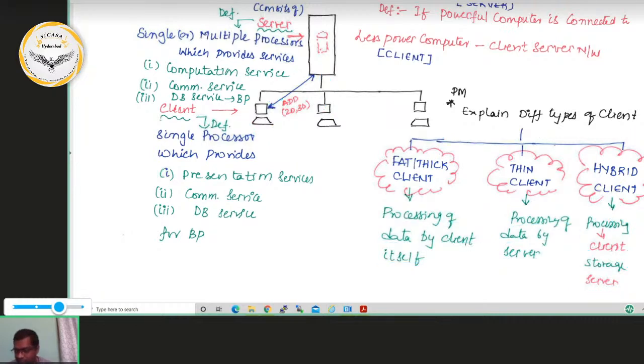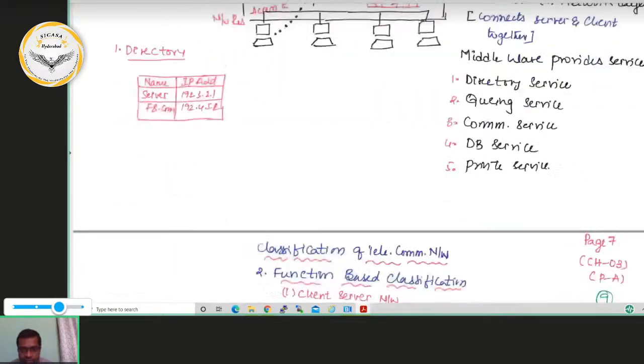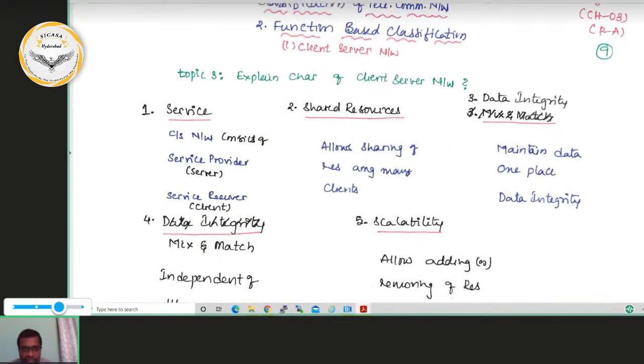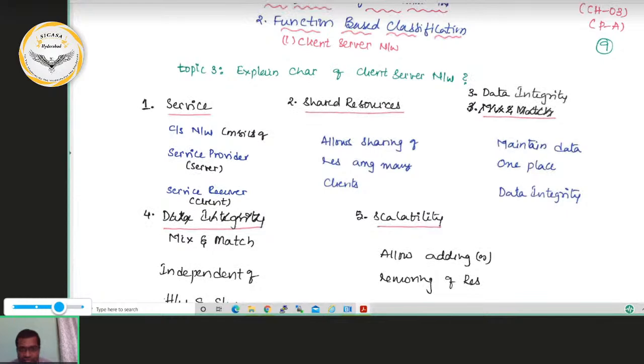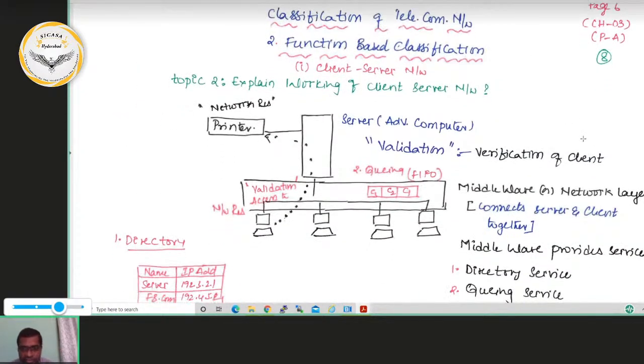The same way we have a second topic. Explain working of client server network. Okay, this is the second topic which we have in function based classification. We have the second topic, working of client server network. So explain working of client server network.